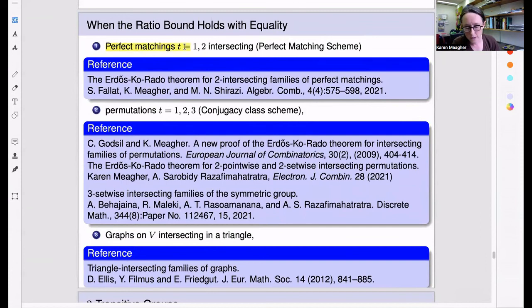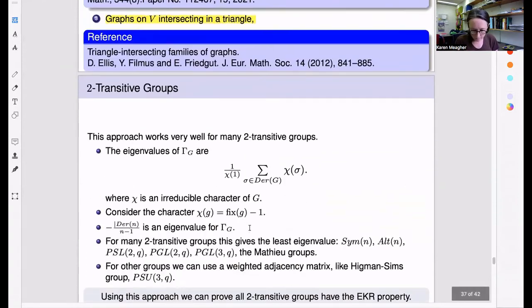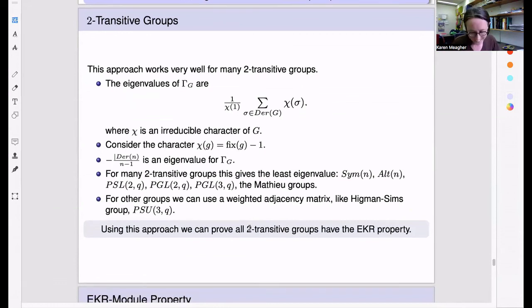Looking at perfect matchings, when t is equal to 1 and 2, looking at permutations, and there are references here, looking at graphs on a vertex set that intersect in a triangle, you can make a ratio bound version work as well. I'm trying to go quick because I see my time is rapidly running out. I don't want to stress Tina out.